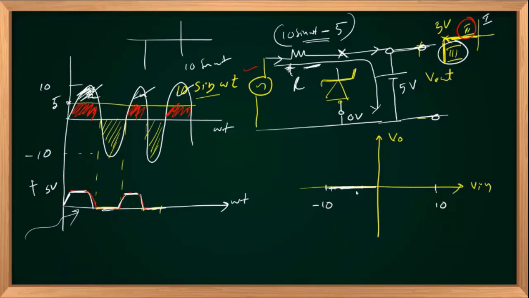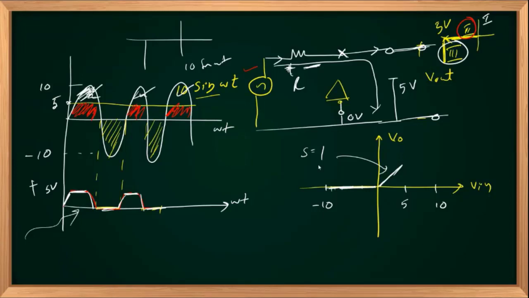When V in is greater than 0 and less than 5, it acts as an open circuit. So V out equal to V in because there is no drop across the resistance. When it is open, V out equal to V in. The V out equal to V in curve will look like a linear curve, a straight line with slope equal to 1.